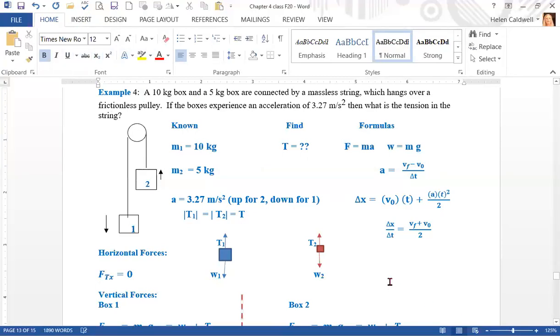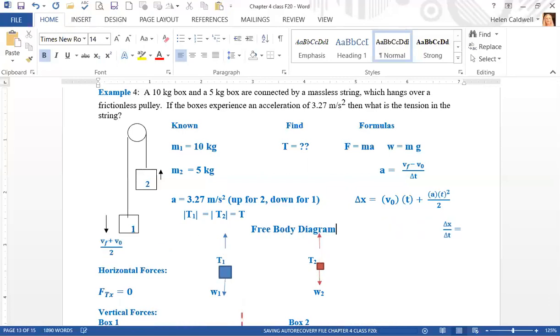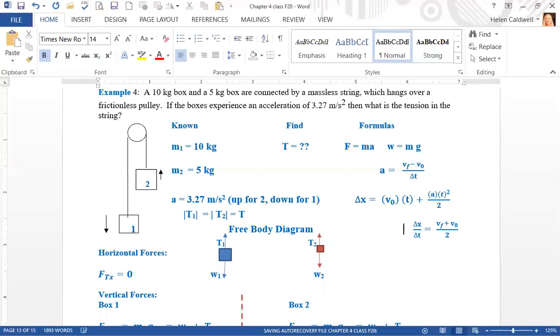I guess I'm so used to doing this on the board, I forgot. I usually draw this for people. So these are our two free body diagrams. Somewhere up here, I guess we should label it. Ooh, we don't want to do that. It'll make my equation roll off the page. All right, I'll get it fixed. I promise I will.